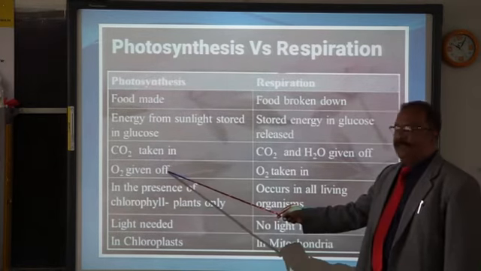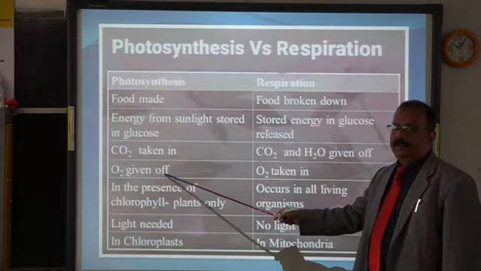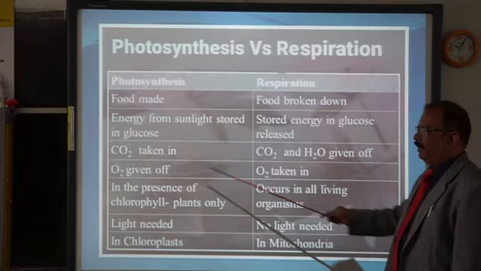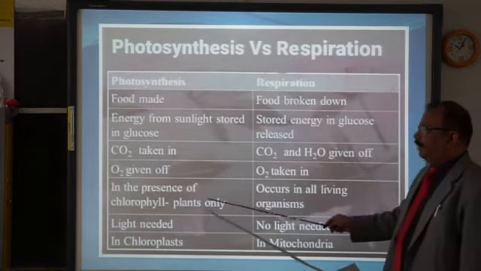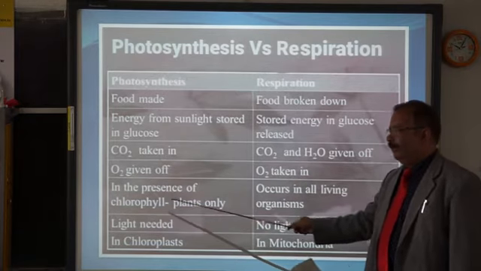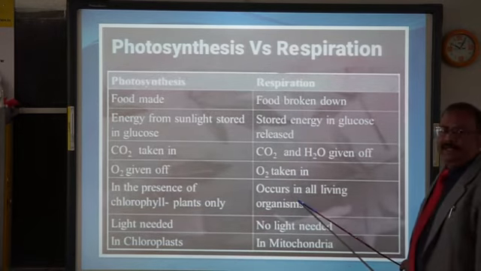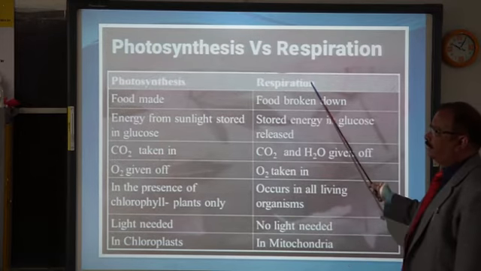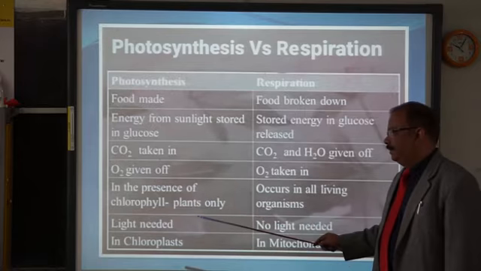In the process of photosynthesis, oxygen is given out. The byproduct is oxygen. In respiration, oxygen is taken in. Now photosynthesis happens only in plants, in the presence of chlorophyll. But respiration takes place in both plants as well as animals. All living organisms do respiration, but photosynthesis is done only by plants.